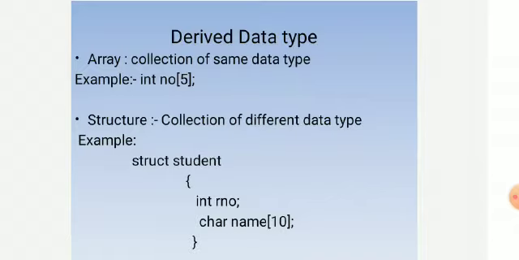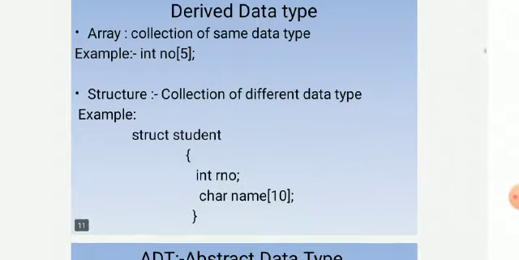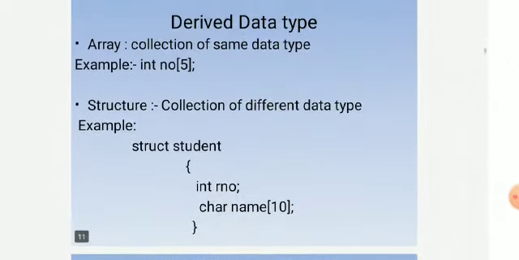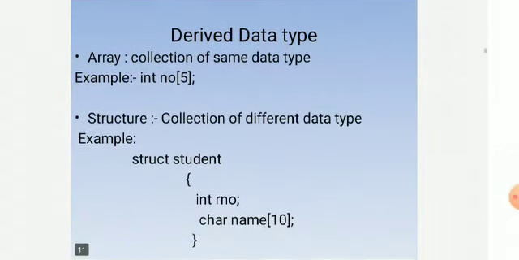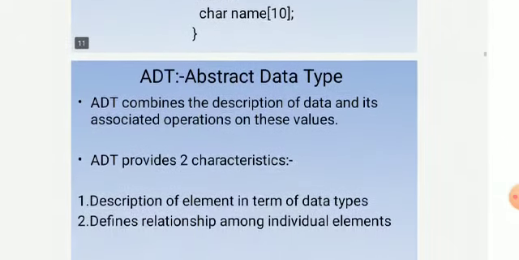Second type again, structure. What is the structure definition? Structure is a collection of different data types. Suppose for example, there is a student. Student has different data. Which are those different data? Student has a name and roll number. So for the roll number, we are using the integer data type. For the name, we are using the character data type. So that's why structure is a collection of different data types. So array and structure, these are the derived data types.